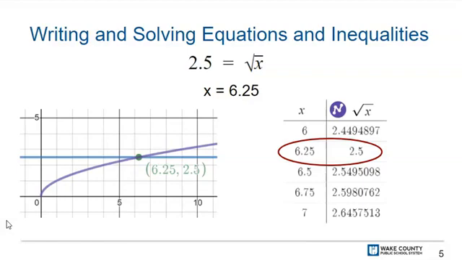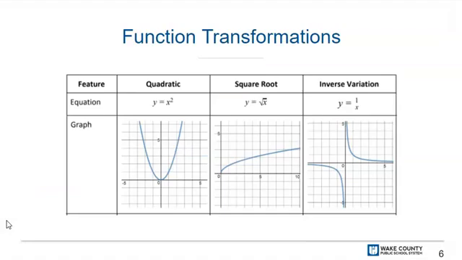In Lesson 4, you will write and solve one-variable inverse variation and square root equations and inequalities with graphs and tables. In Lesson 5, you will create multiple representations of quadratic, square root, and inverse variation parent functions. You will find their key features and then apply what you have learned about function transformations of quadratic functions to transform square root and inverse variation functions.